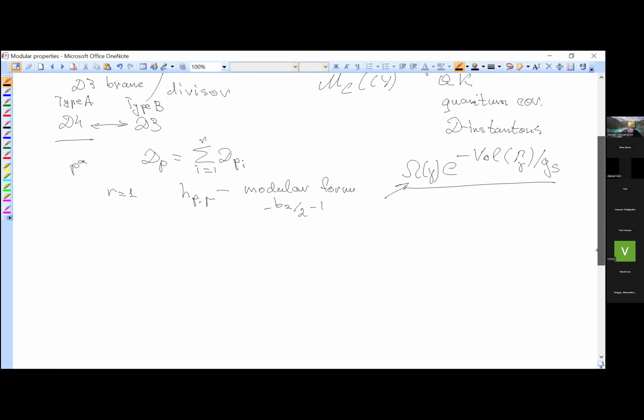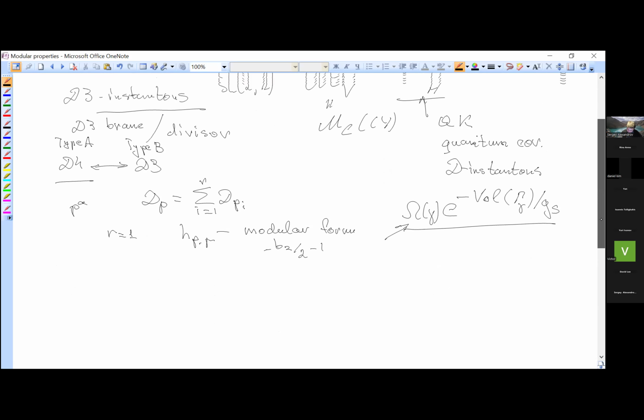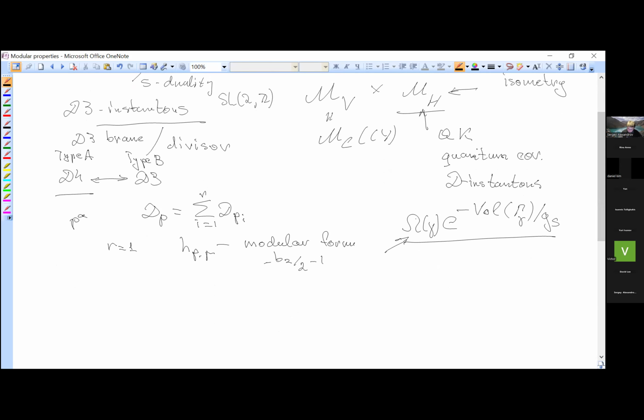Why? This can be derived, as I explained to you, according to this logic, from the requirement that MH carries an isometric action of SL(2,Z). If R is larger than 1, then h_{p,mu} is a vector-valued mock modular form of depth R minus 1.